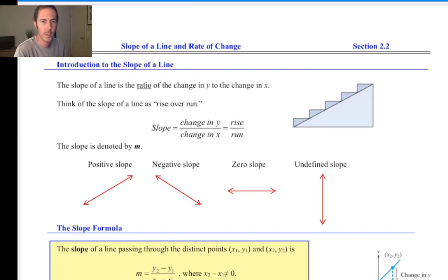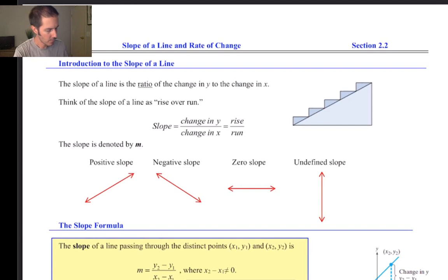Welcome to Intermediate Algebra, Chapter 2, Section 2. We're going to talk about slope of a line and rate of change. Those two things are pretty much synonymous. The slope of a line can be calculated by finding the change in y values between 2 points and dividing by the change in x between those 2 points, very frequently referred to as rise over run.